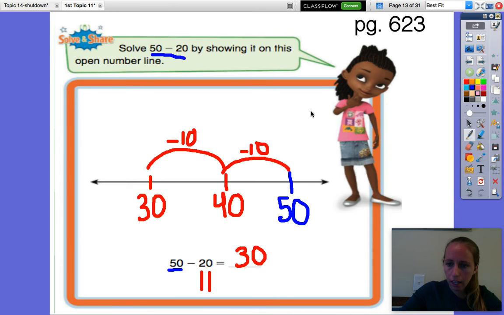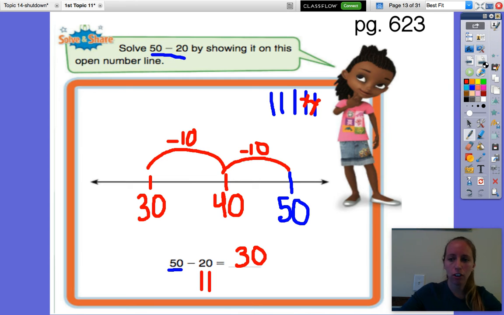Right? I have 50. 1, 2, 3, 4, 5. 5 groups of 10, right? And I want to take away 20. So I'm going to take away 10, 20. Cross two of them out, and what am I left with? 10, 20, 30. 3 groups of 10, which is 30. And that is the answer we got. So we checked our work, and we know that it's correct.